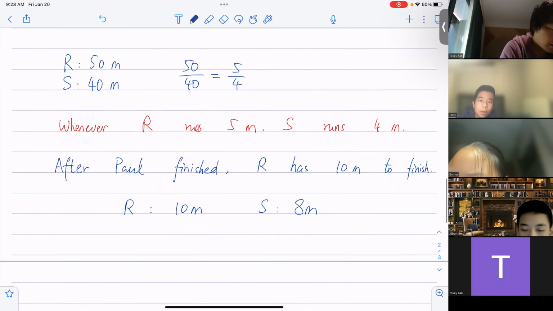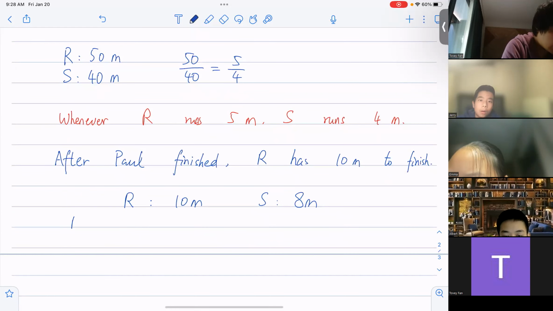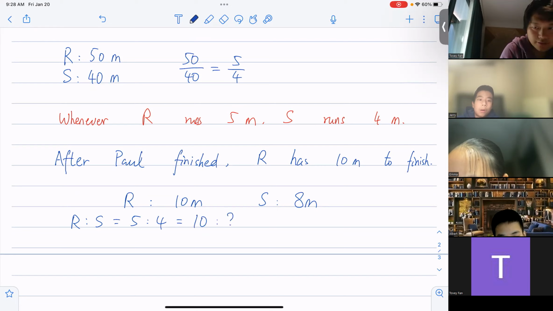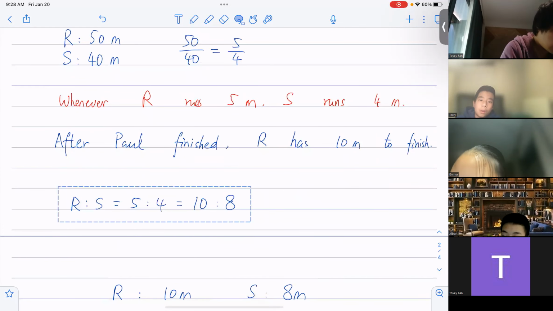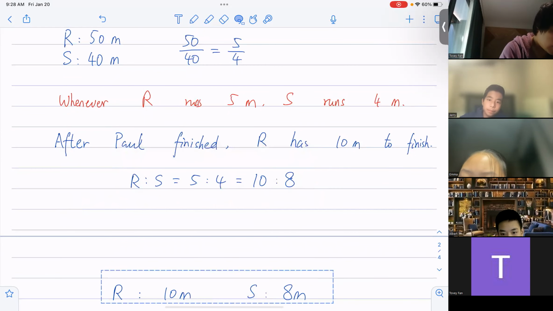Okay, it's sort of like R to S, a ratio here. R to S is 5 to 4. And now Robert has 10 more meters to run, and for Sam, it's a question mark, right? So obviously, we just times by 2. We can figure out that Sam has 8 more meters to run. Does that make sense to you guys?